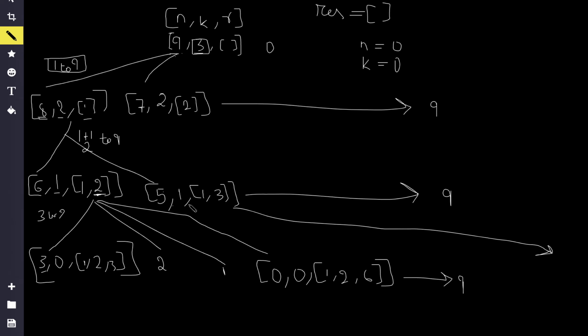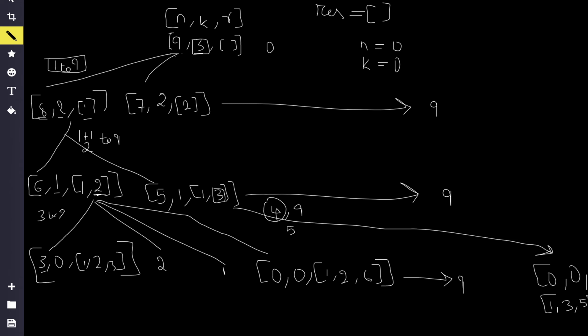For this one, since our previous element is 3, our for loop will start from 4 to 9. So when we start with 4, our n will become 1. In the next iteration, when we use 5, our n will become 0, 5 minus 5 is 0, and our k will become 0, and our result so far will become 1, 3, 5.